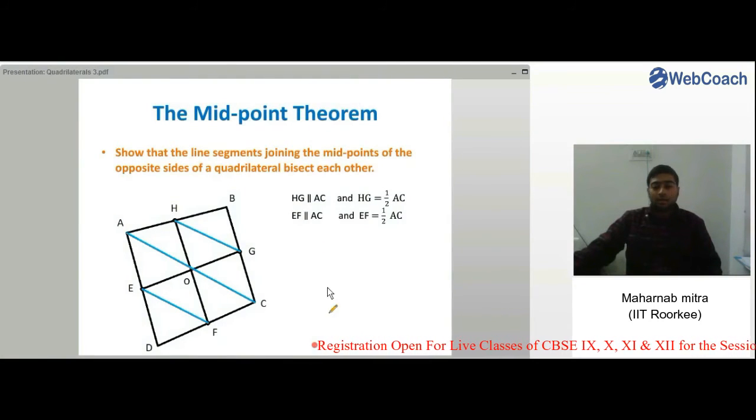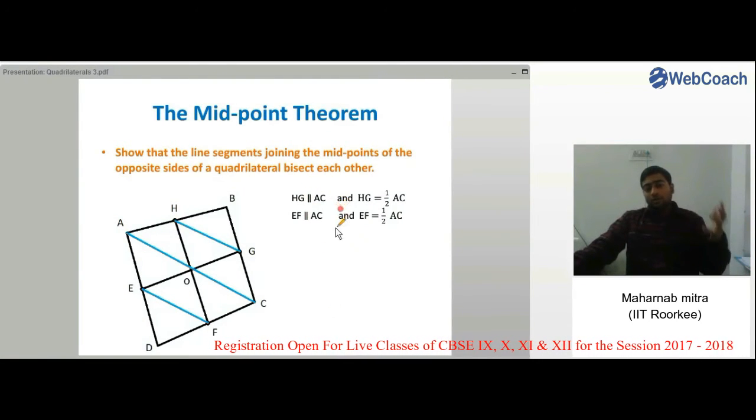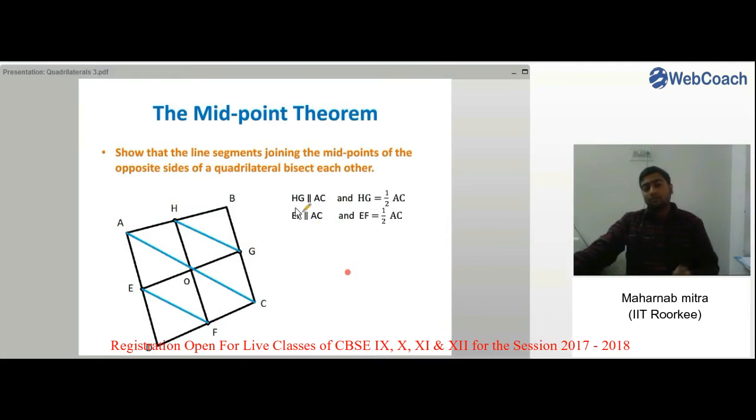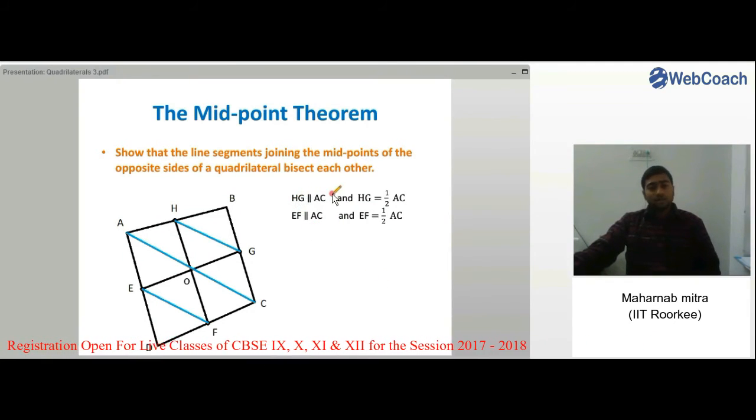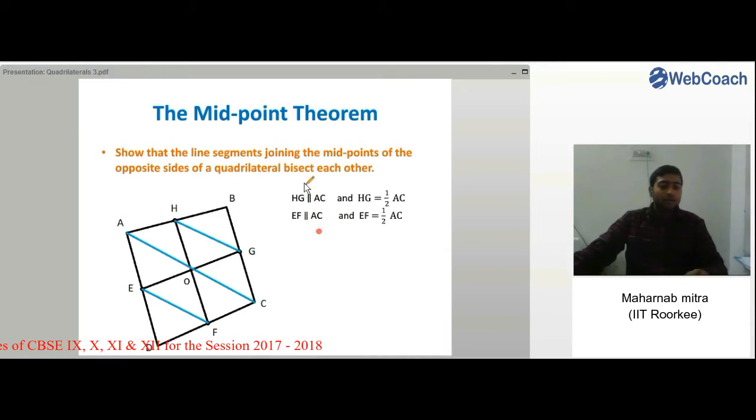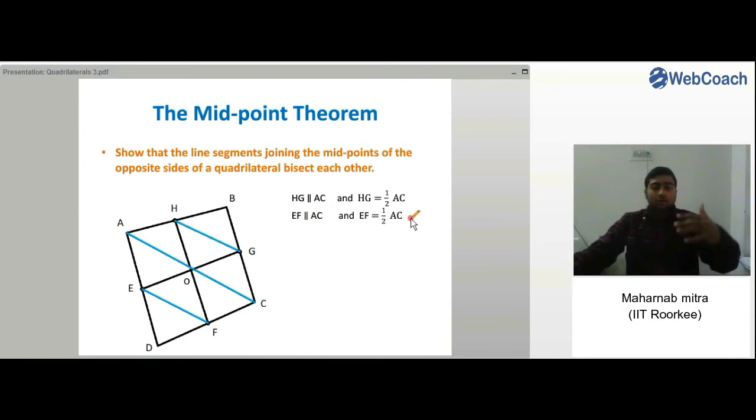And from the information we have obtained, can you see one thing? HG is parallel to AC and also EF is parallel to AC. So can't we say HG is parallel to EF? Of course. And also HG and EF both measure half of AC, right? So HG must be equal to EF also, right? So HG parallel to EF, also HG equal to EF.